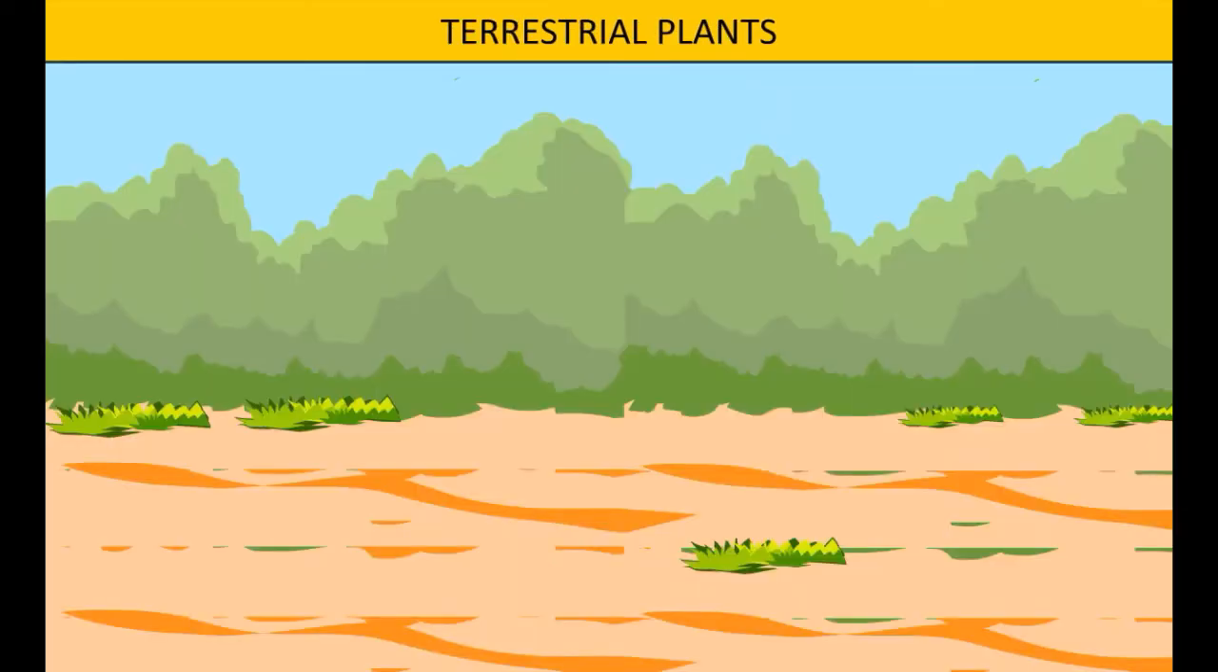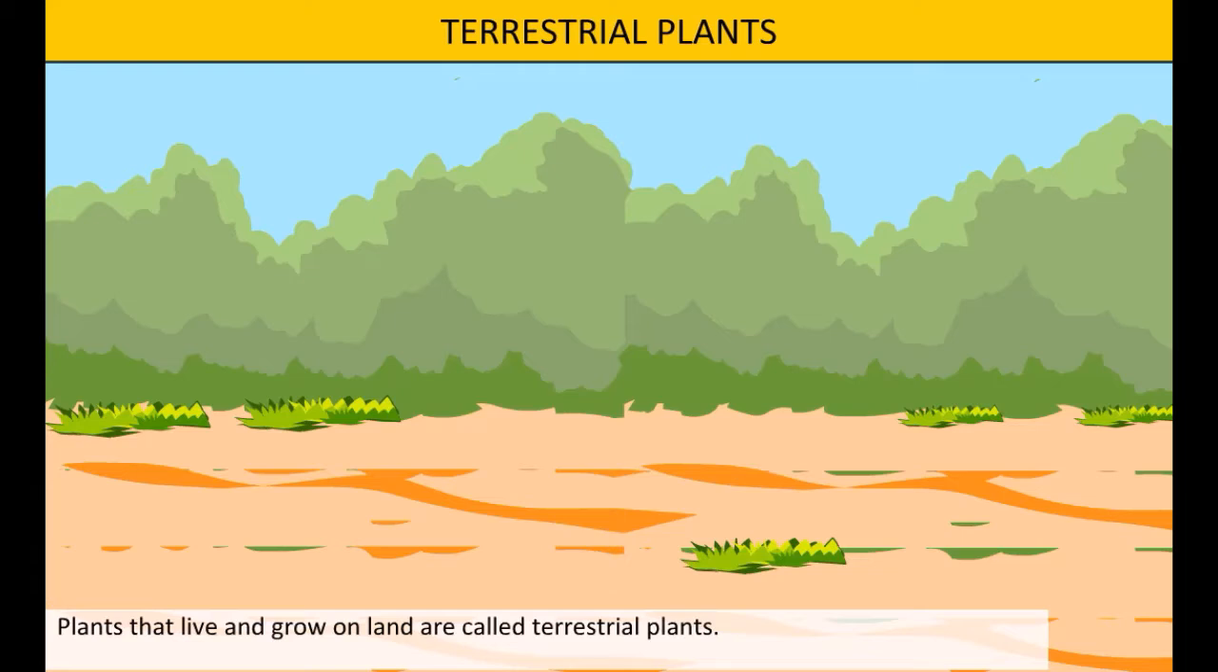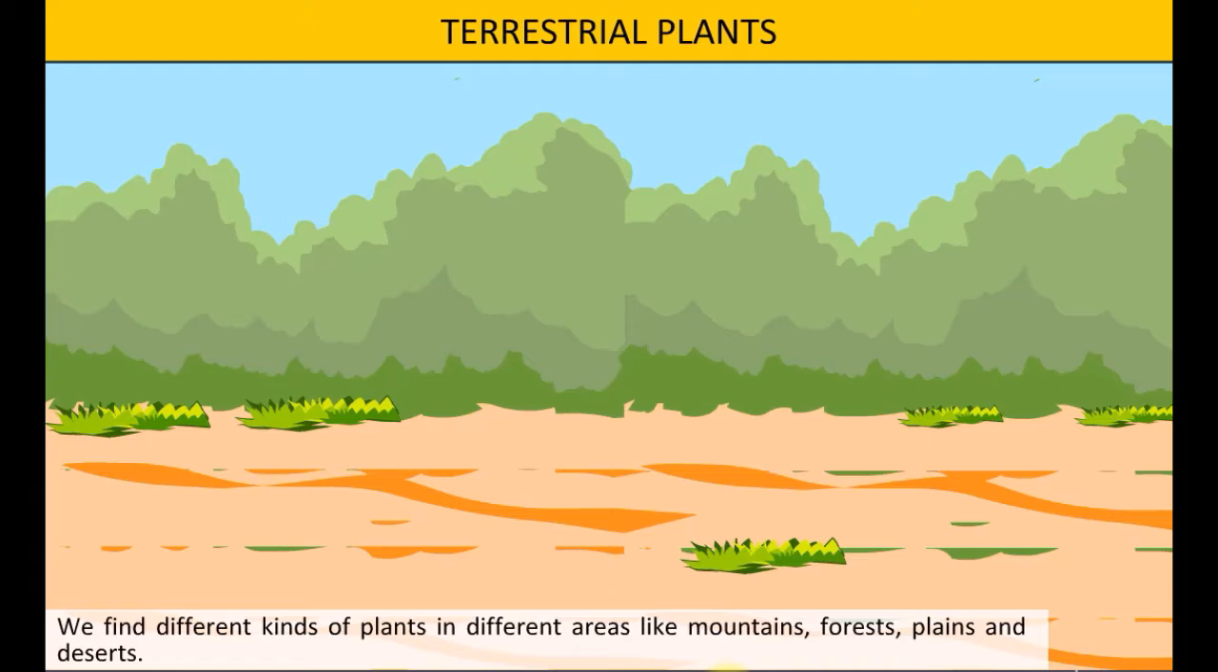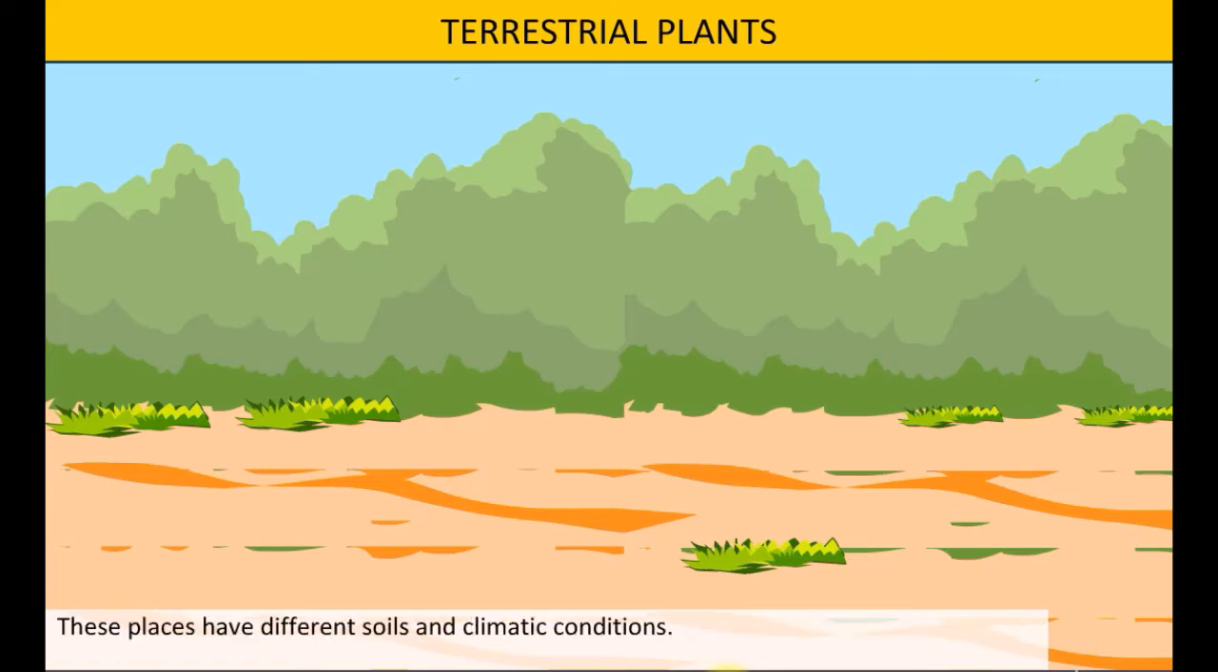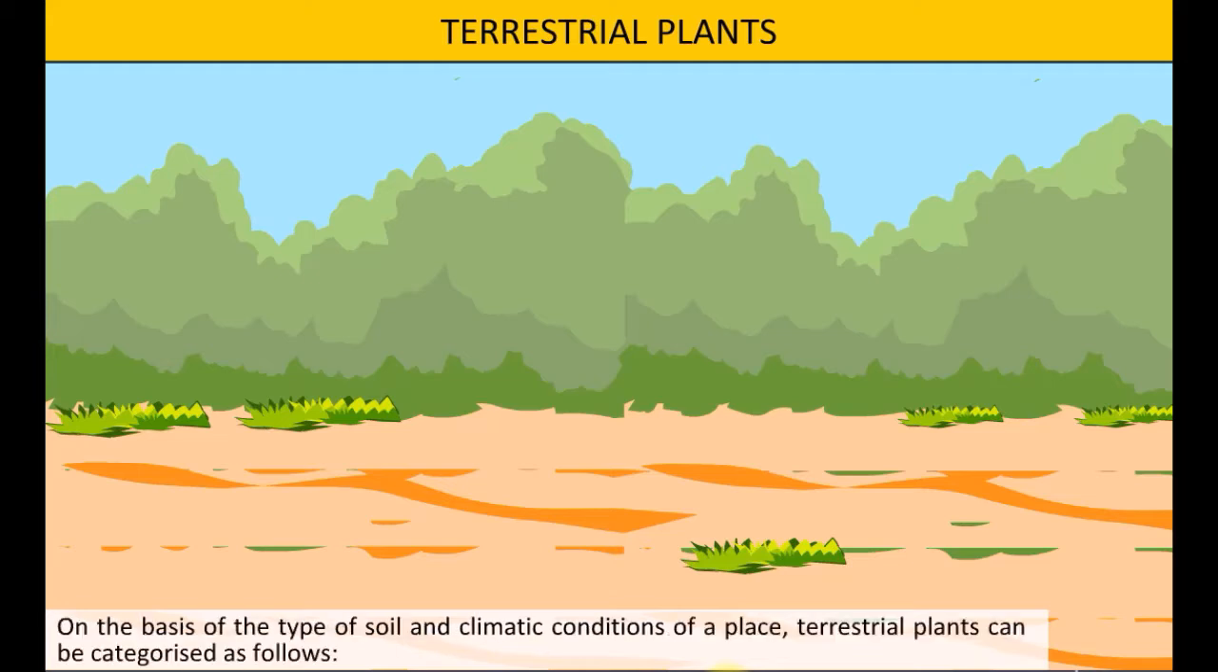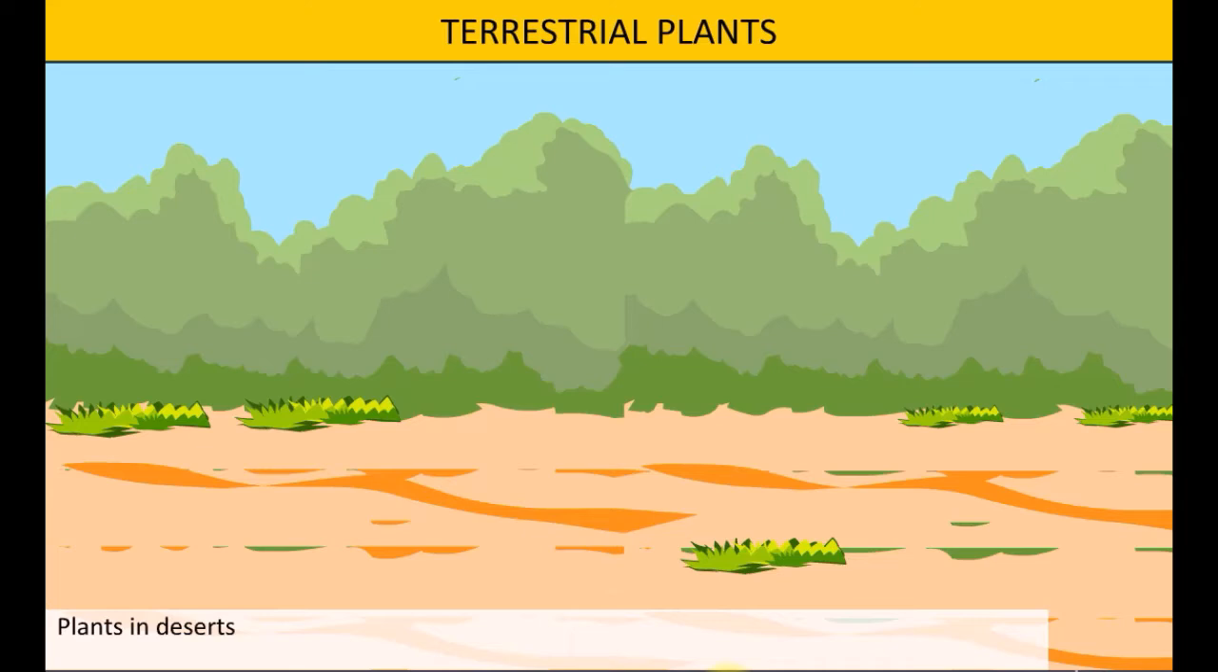Terrestrial plants. Plants that live and grow on land are called terrestrial plants. We find different kinds of plants in different areas, like mountains, forests, plains, and deserts. These places have different soils and climatic conditions. On the basis of the type of soil and climatic conditions of a place, terrestrial plants can be categorized as follows: plants in deserts, plants in hills, plants in marshes, plants in plains.